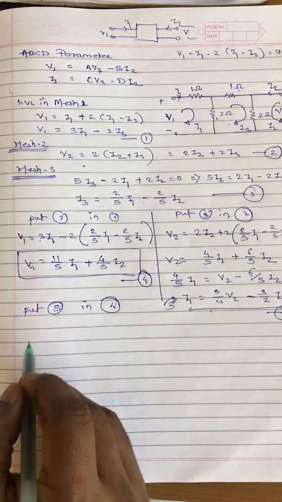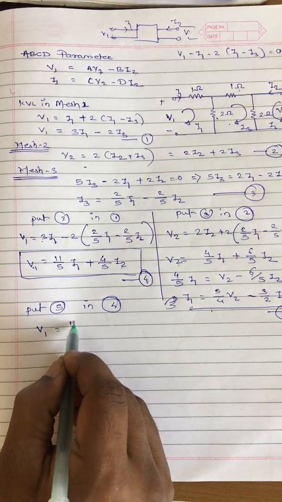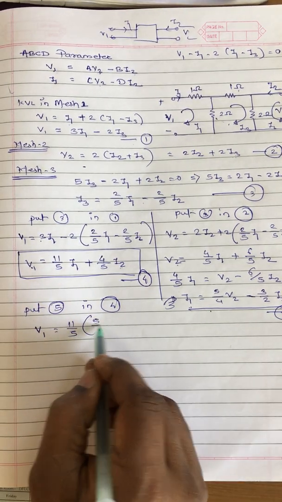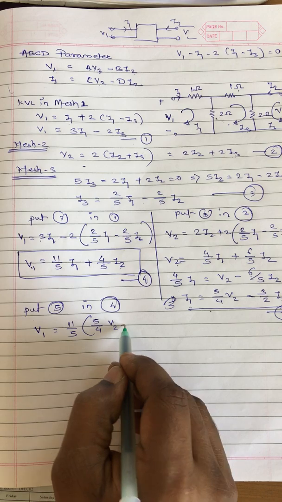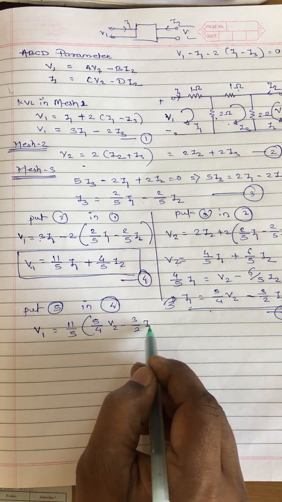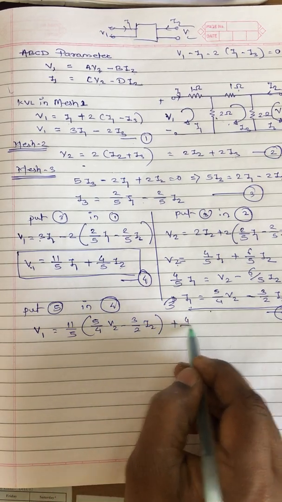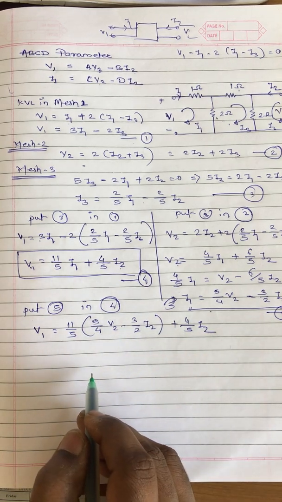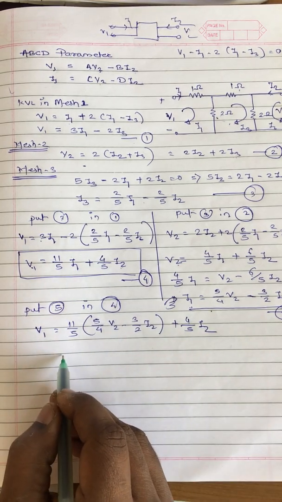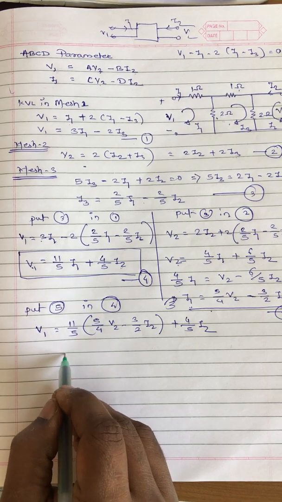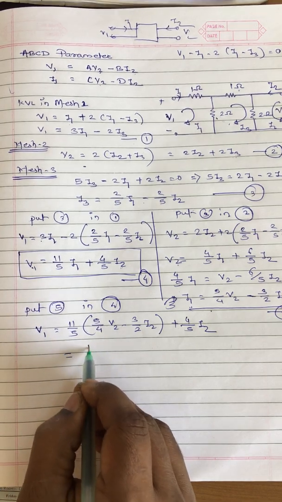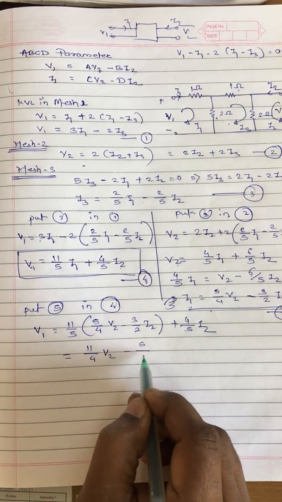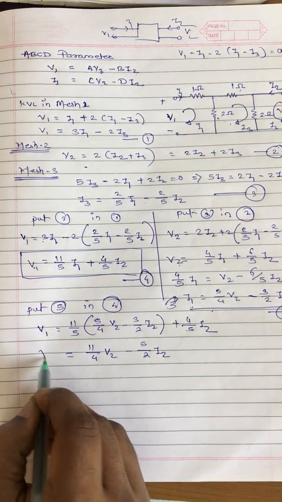So it will become V1 equal to 11 by 5. Instead, I will write this equation 5 by 4 V2 minus 3 by 2 I2 plus 4 by 5 I2. Now rearrange and solve this equation. I am directly writing the equation, you can solve it on your own. 11 by 4 V2 minus 5 by 2 I2.